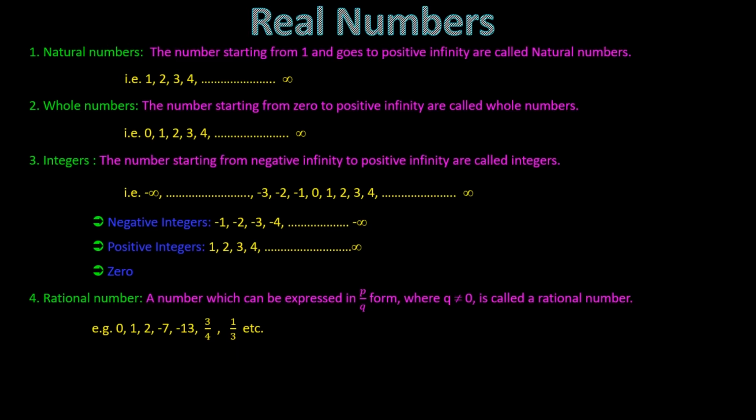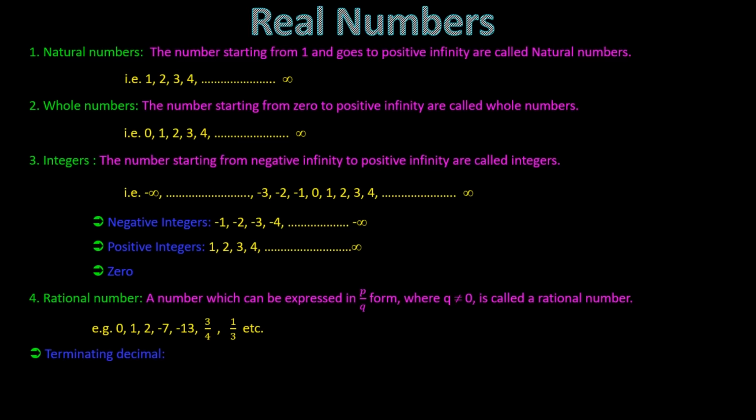A fraction can be changed into a decimal. So decimals are also rational numbers. For example, 3 by 4 becomes some decimal, and you can say it is a rational number. But not all decimals are rational numbers. So let's see what types of decimals are rational numbers. You have to know about the decimal numbers that are rational.